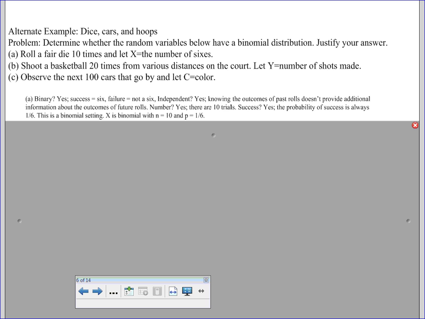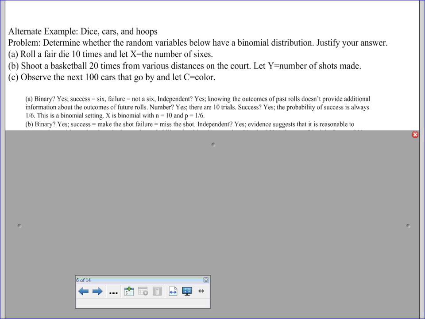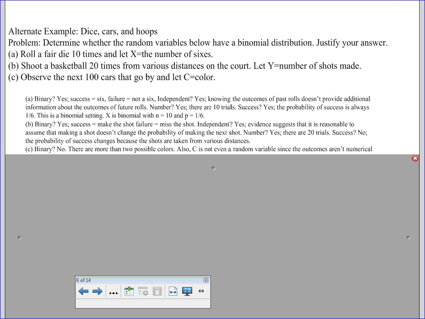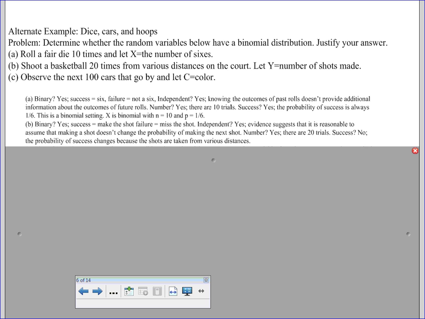So B, shooting a basketball 20 times from various distances on the court. Let Y be the number of shots made. Is it binary? Yeah, you either make the basket or you don't. Is it independent? Well, we're going to assume that what happens on one shot doesn't affect the next one. That's reasonable. Is the number of trials set? Yes, n is fixed. And is the chance of success on each shot the same? The answer is negatory. Shooting a 3-pointer and shooting a layup do not give you the same probability of success, so this is not a binomial setting.